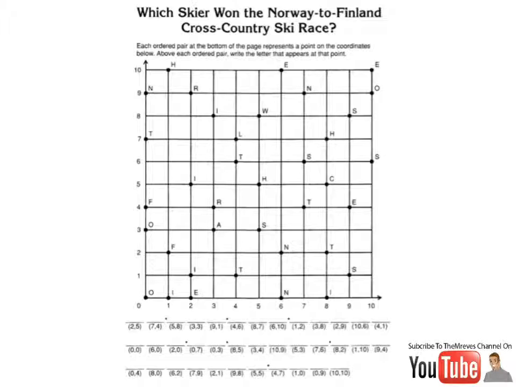So to start off, let's go to our worksheet. The first part of the worksheet says, which skier won the Norway to Finland cross-country ski race? To start off, you're going to notice that this graph starts from 0 and goes to the right to 10, and it goes from 0 up to 10.